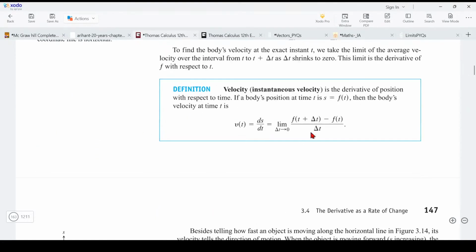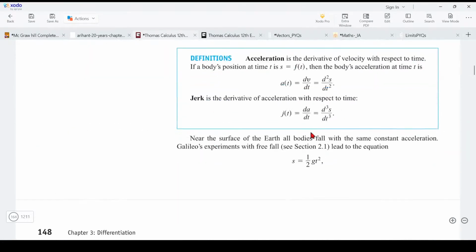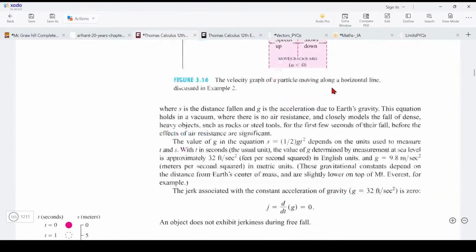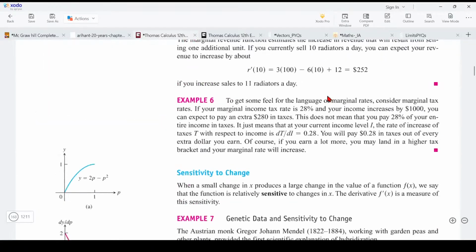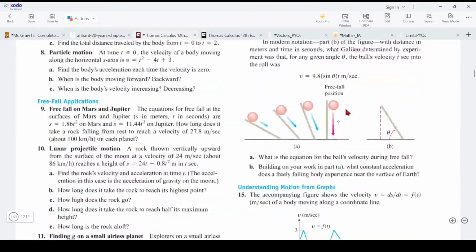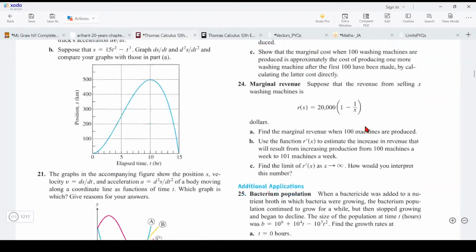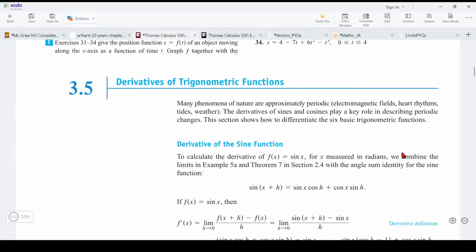Derivative is the rate of change, this you all know. In speed and acceleration, this you would learn in physics also. First derivative is speed and second derivative is acceleration, right? This is not needed.